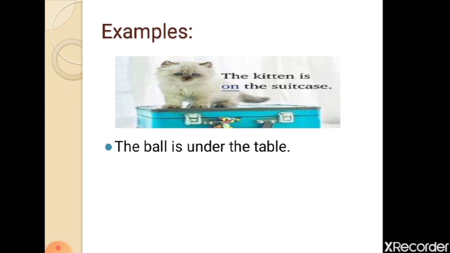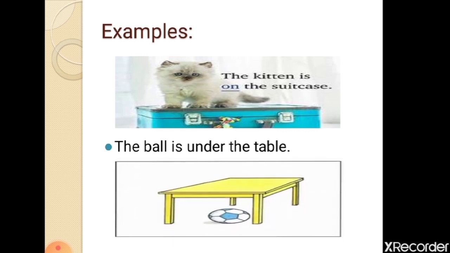Second sentence: the ball is under the table. So, where is the ball? Under the table. So, here we are getting the relation of the ball and the table through the word under. So, under is a linking word and hence it is a preposition.